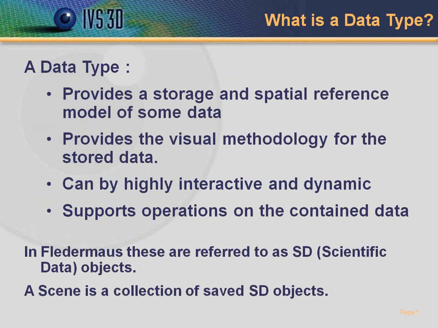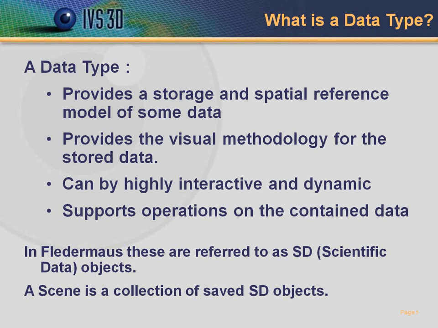So what does a data type support in Fledermaus? It's a number of things. It's not just an array of data from a surface or whatnot. A data type provides a storage model of how you store the data. For surfaces, it's a 2D array of values. For points, it's X, Y, Z attributes, and so on. A data type or an object type is also responsible in Fledermaus for providing the visual methodology of that stored data. So how we present our surface data, how we present our points, how we present our polygons, and so on.